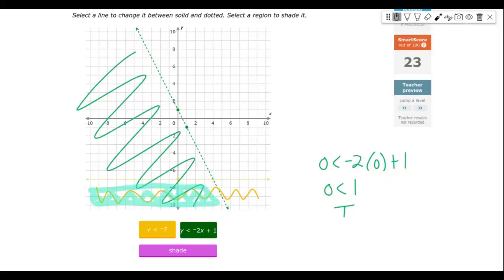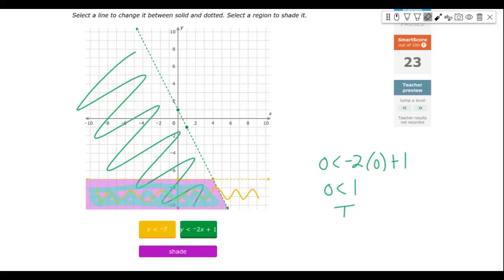But now, IXL didn't recognize any of that because I just wrote over top of their website. So what I have to do is click on shade, and then pick the region that is the solution. And according to our highlight, it's right here.